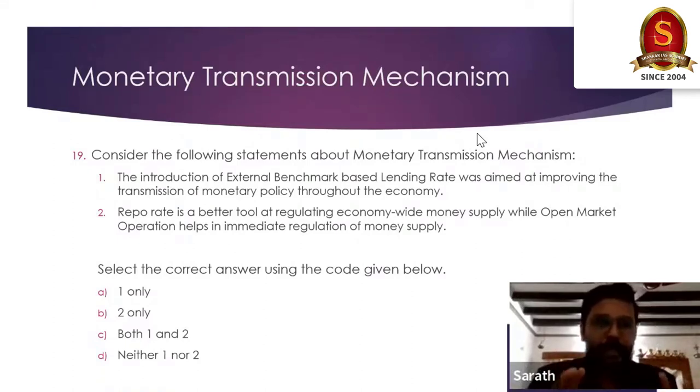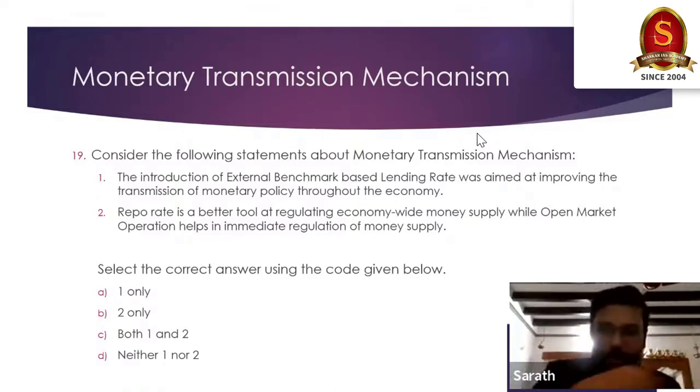In MCLR, the bank looks at their internal factors. At what rate did I borrow? How much salary do I have to pay to my staff? How much is the rent on the building? All those are the factors which determine MCLR, internal factors of the bank. You can also understand MCLR as internal benchmark based lending rate.